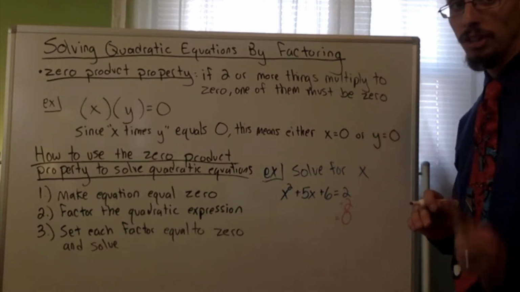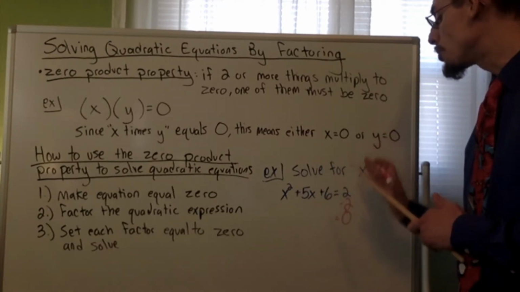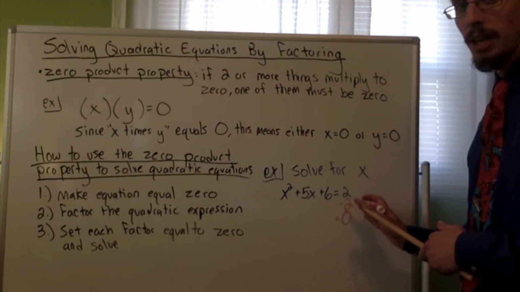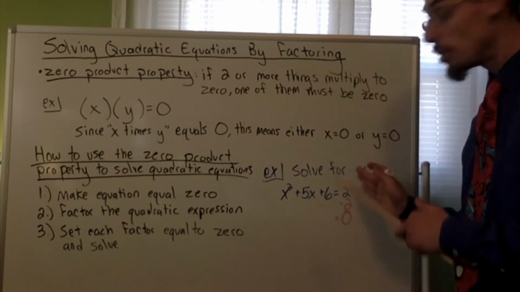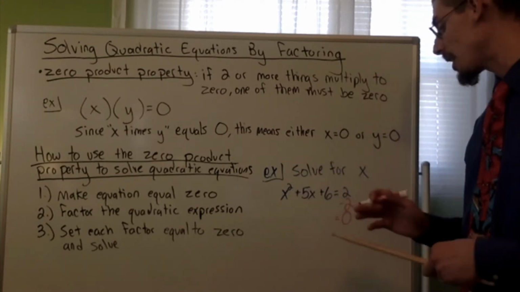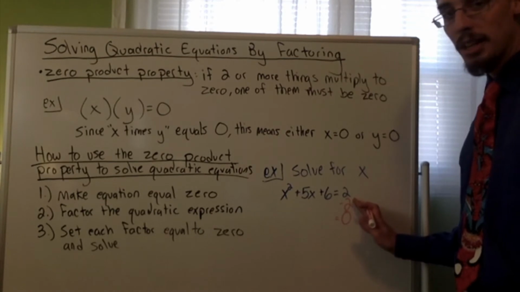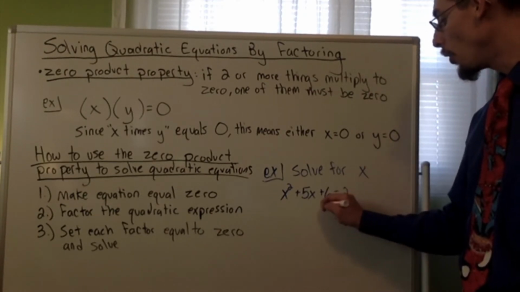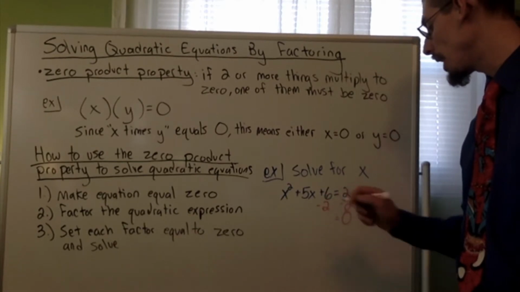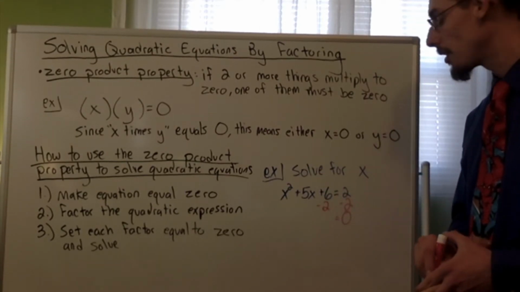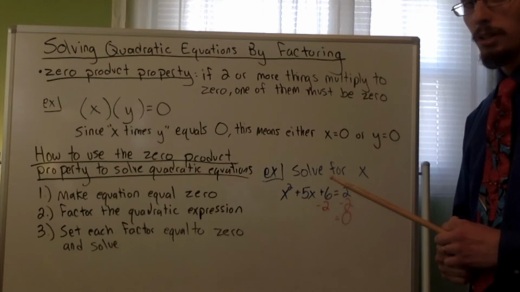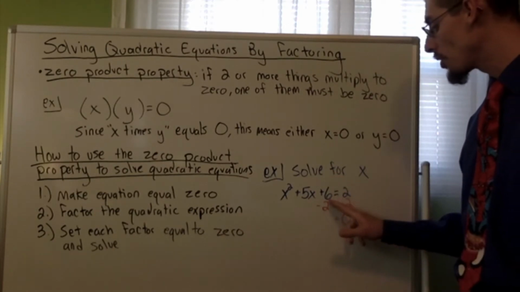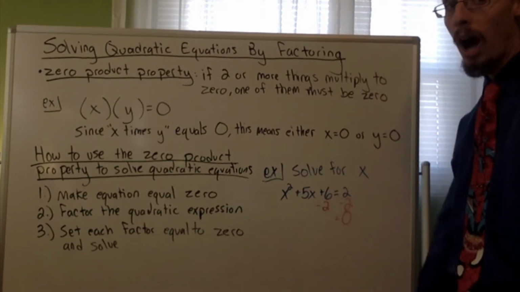But remember, you're solving an equation. If you do something to the right-hand side, you have to keep it balanced. You have to also do it to the left-hand side. So if I'm subtracting a 2 on the right of the equal sign, I also have to subtract a 2 on the left of the equal sign. Notice where I put it. I put it under the plus 6. Why did I do that?